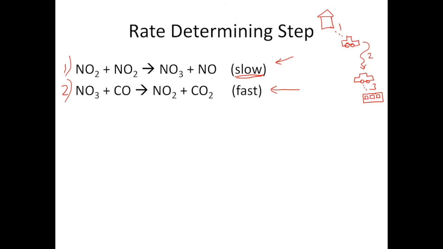That's what this is doing. You have one slow step. The other ones don't matter. They're fast, they're not going to affect how fast your overall reaction is going to go. And so any slow step is called your RDS, or your rate determining step. And that step is going to determine the rate law. So you're going to get your rate law information from your rate determining step.